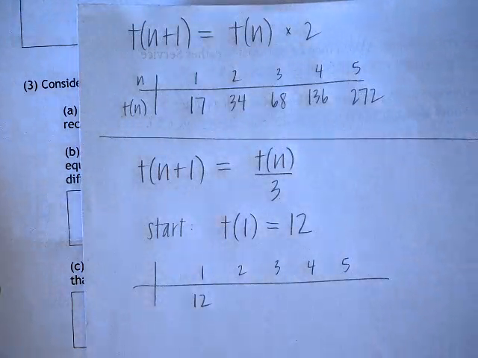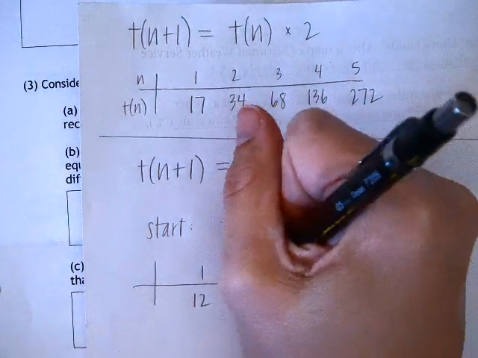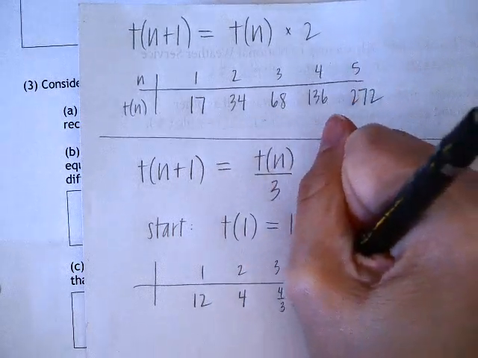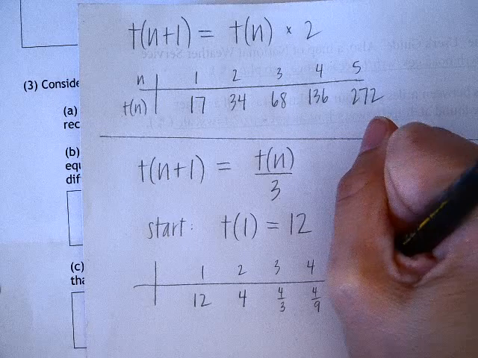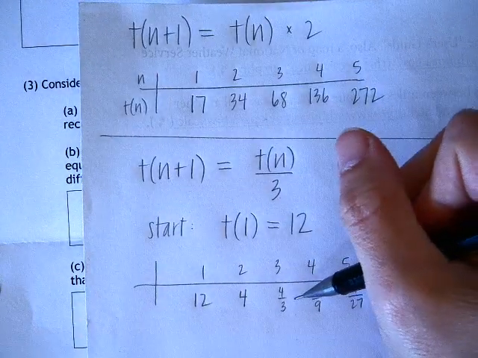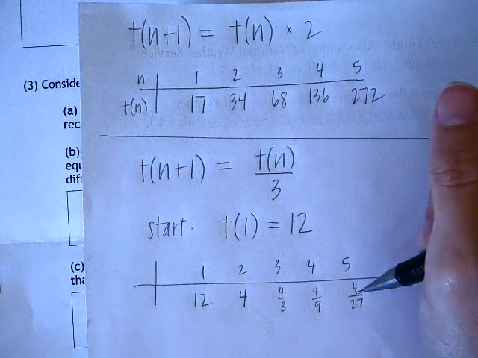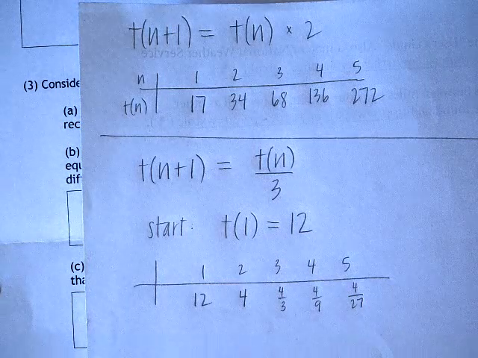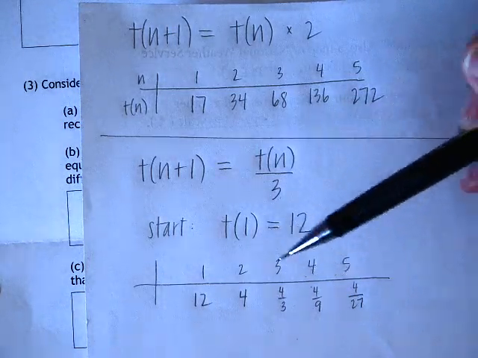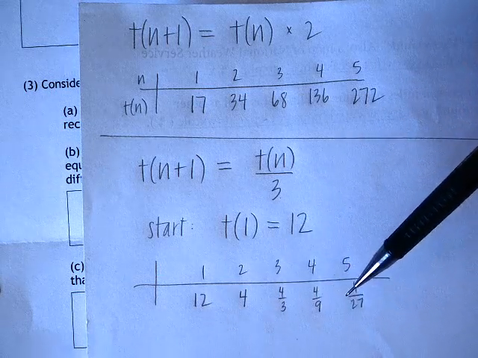All right, so here are the answers that I know I came up with. 12 divided by 3 was 4, divided by 3 is 4 thirds, divided by 3 is 4 ninths, divided by 3 is 4 27ths. Now, of course, if you wrote decimals, that's fine: 1.333, and then 0.444, and then 0.148. If you did those as decimals, that's completely fine. But I'll bet this time we have the same table. I'll bet this time, even though the numbers were messy, we got the same thing.